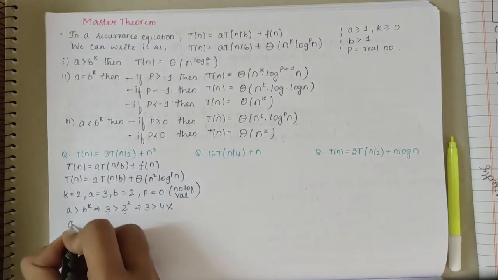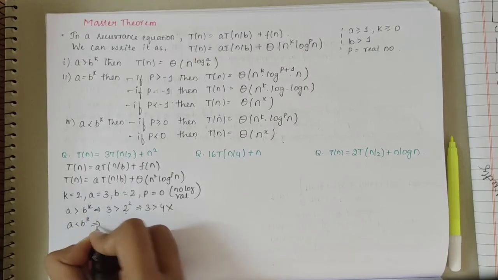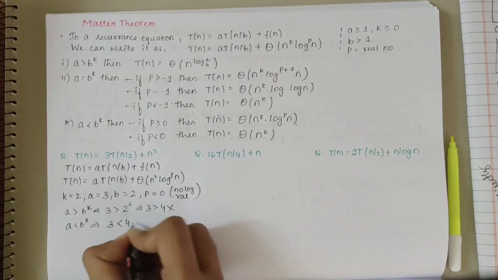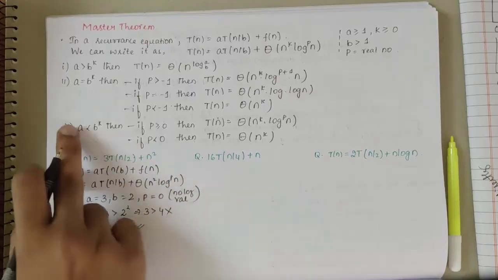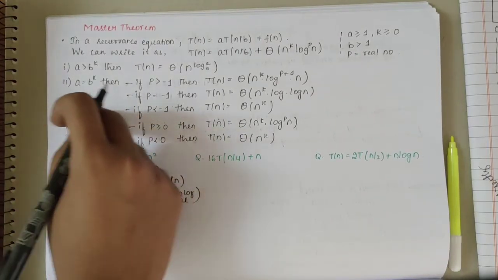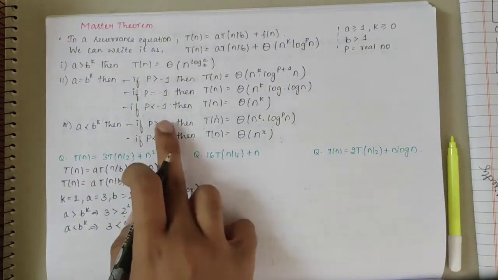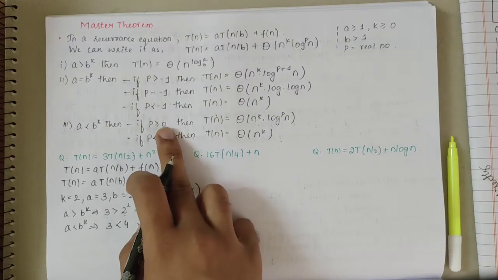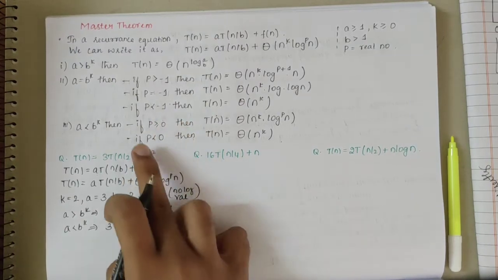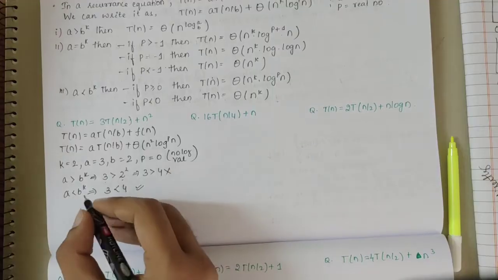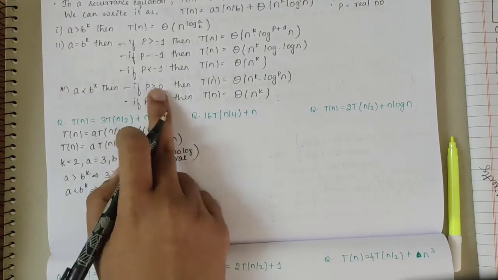Then I'll check the third condition, a is less than b power k. Let me check. A is 3 here, 3 is less than 4. This is satisfied. So I have to look into the third set of formulae. In the third set of formulae, there are again two possibilities, that is p is greater than or equal to 0 or p is less than 0. So I'll consider the first one, because p is equal to 0, right?